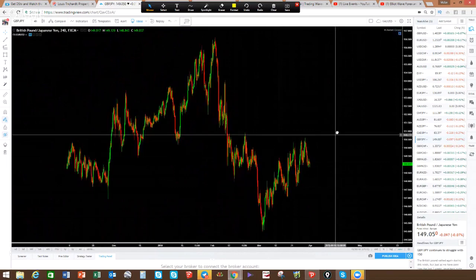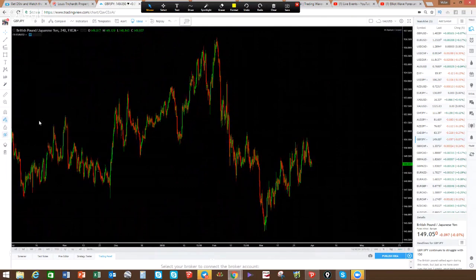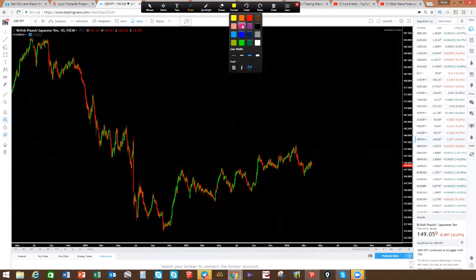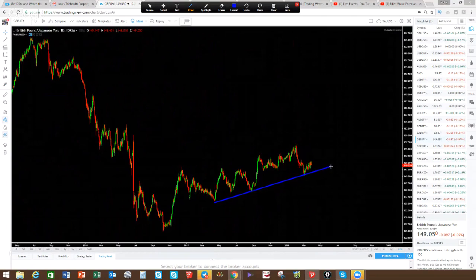Pound JPY, very interesting. If we look at it on the higher time frame first to see what we were looking at. We're looking at this. Look at this. It's an ending diagonal in wave C. A, B. And then you get this one is a 1, 2. This one is a 3. This one is a 4. And then possibly going for a wave 5.